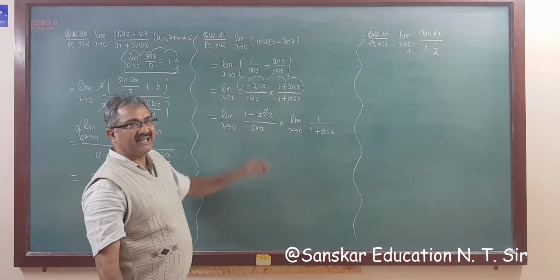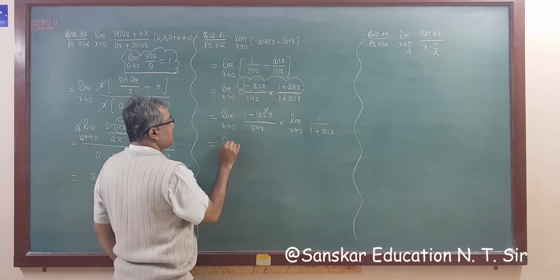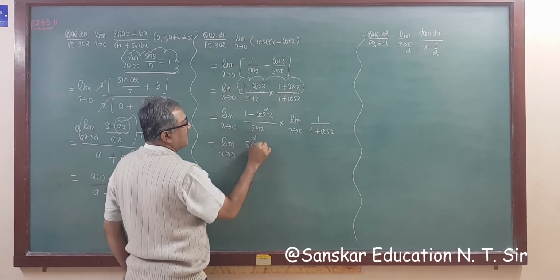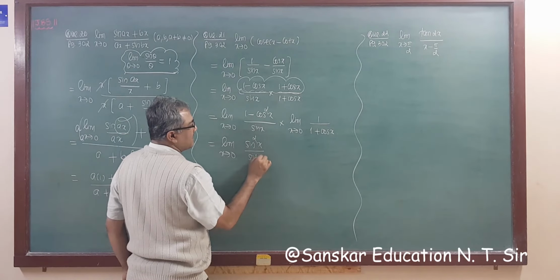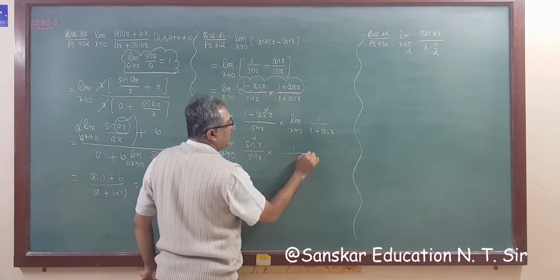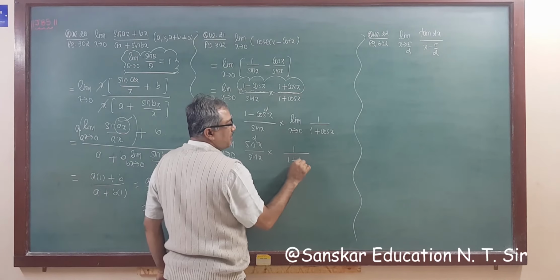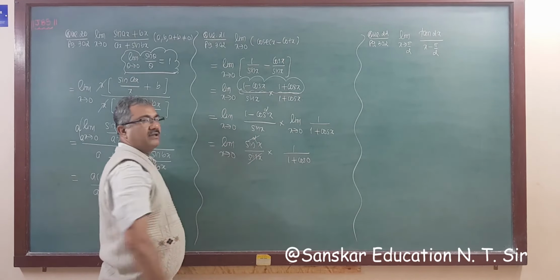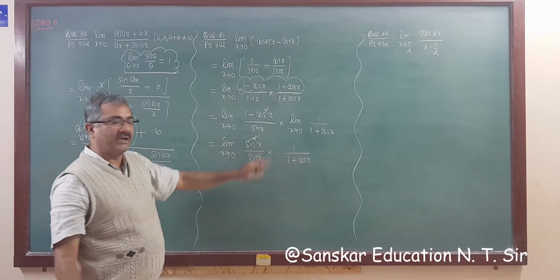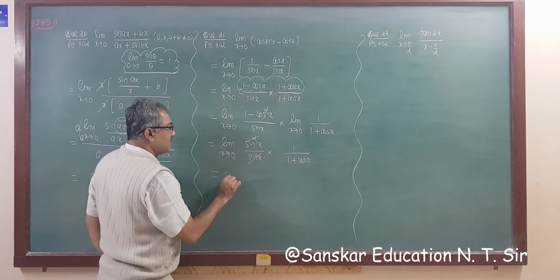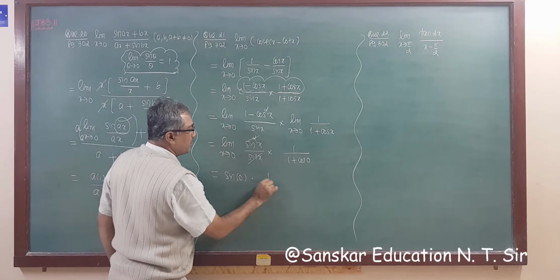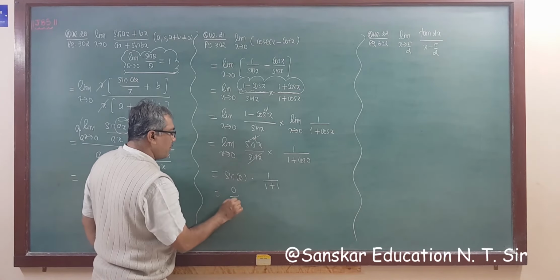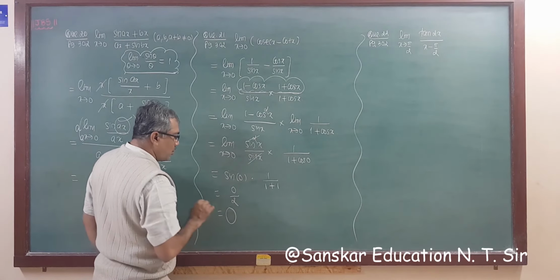Now 1 minus cos square x is sin square x. So this is limit x tends to 0, sin square x whole upon sin x, into 1 upon 1 plus cos x, applying the limit as the denominator is not equal to 0. Now one sin will be cut, so the remaining is sin x in the numerator. So giving the limit directly, this is sin 0 into 1 upon (1 plus cos 0, which is 1 plus 1). So the answer is 0 upon 2, that is 0.